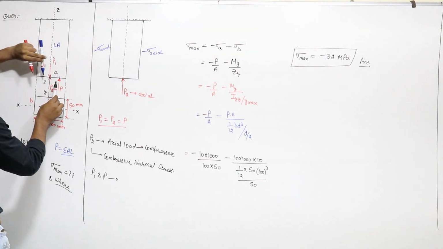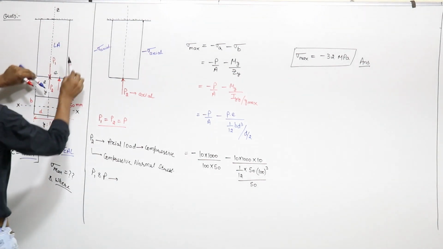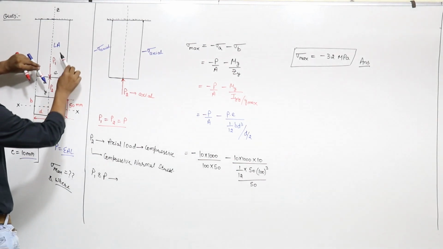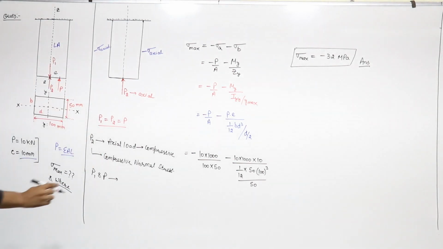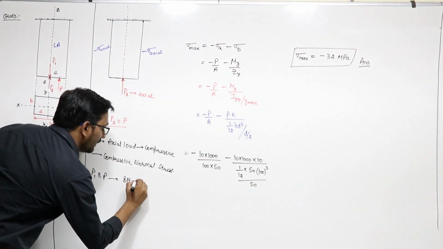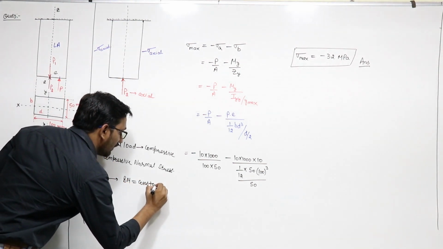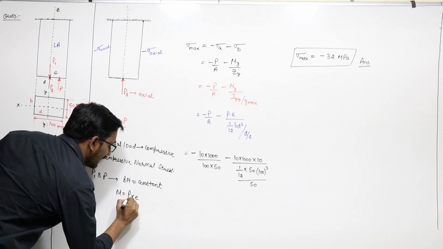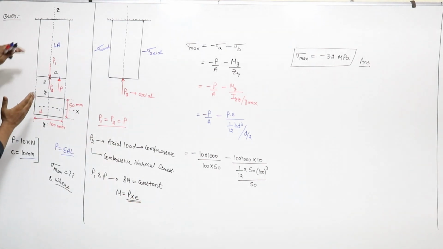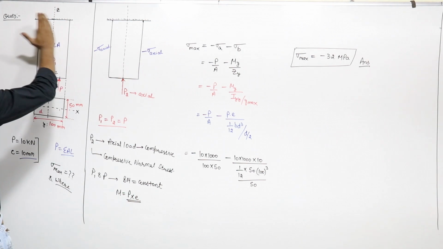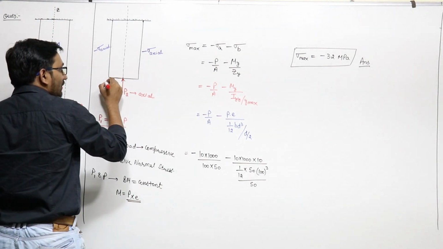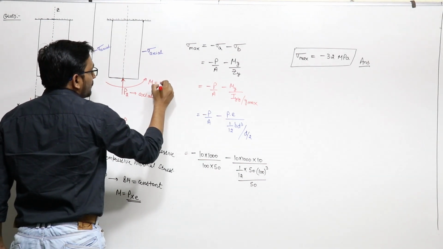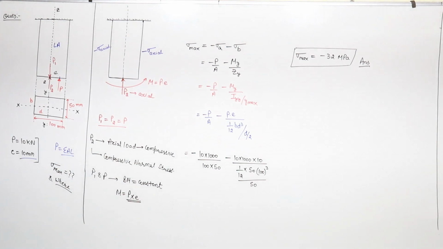So this P and P1 will give us a bending moment in this direction, right? This will give us a constant bending moment, and the value of this bending moment is load P into eccentricity E, right? So it will give us a bending moment in this direction. The value is P into E, right?